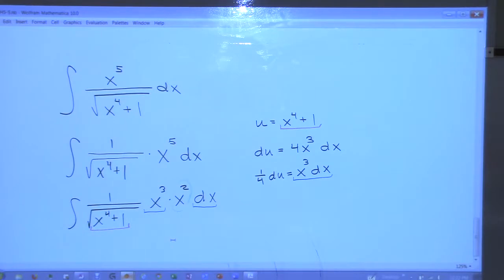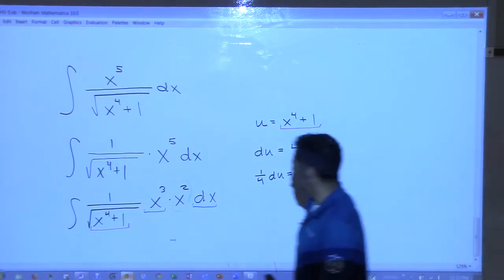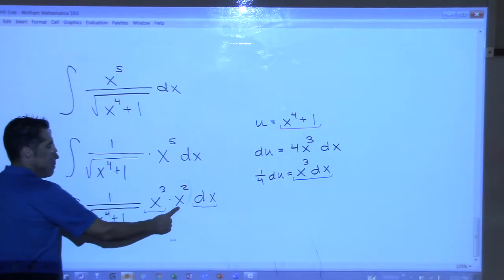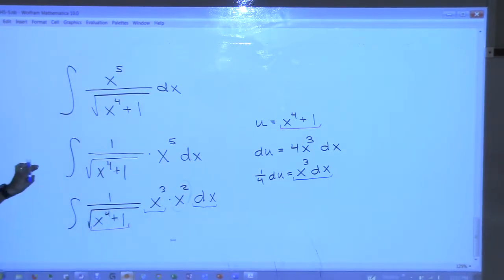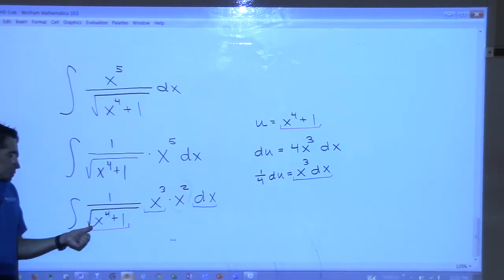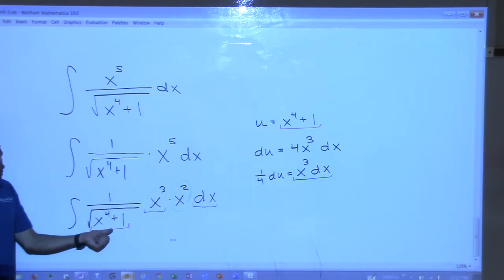Would that cancel with the square root? How do you mean? It's not under the root though. You could factor out an x squared technically, because the square root represents a squared. So if you convert x to the 4th plus 1 to x to the 4th plus 1 to the 1/2, you could factor out an x. Can you factor an x out of that? I don't think you can get an x out of that.